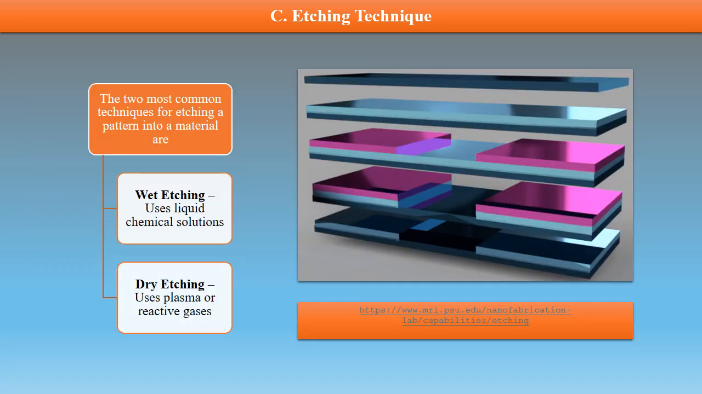Etching is a process for transferring a pattern into a material. It is accomplished by using a variety of different techniques. The two most common techniques for etching a pattern into a material are wet etching, which uses liquid chemical solutions, and dry etching, which uses plasma or reactive gases.